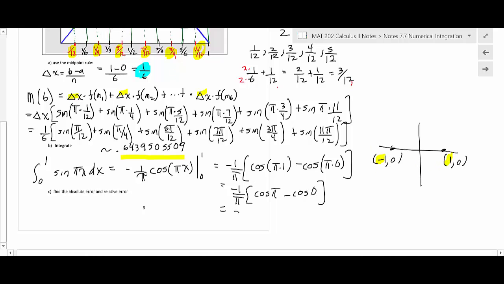Okay, trig stuff. So that's negative 1 over pi times negative 1 minus 1. So that looks like negative 1 over pi times negative 2. So it's 2 over pi. See, I'd rather just do integration. You would too, right? And the thing is, it's exact, okay?